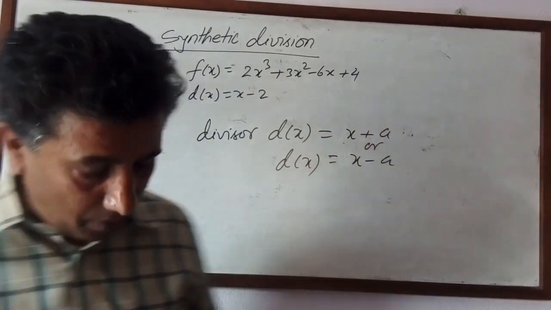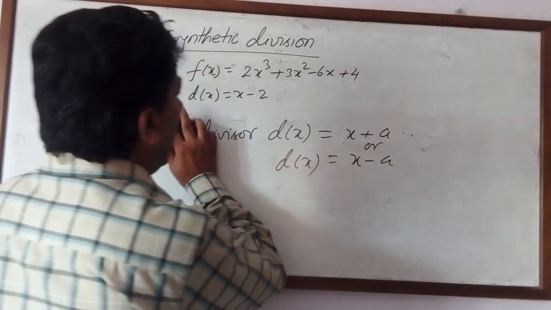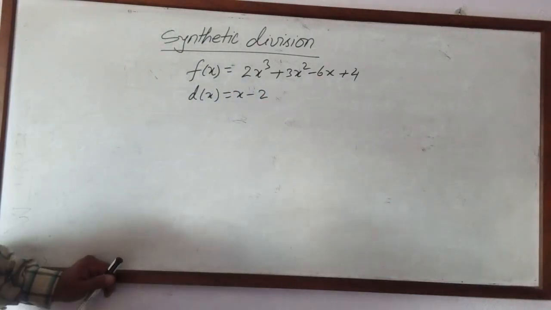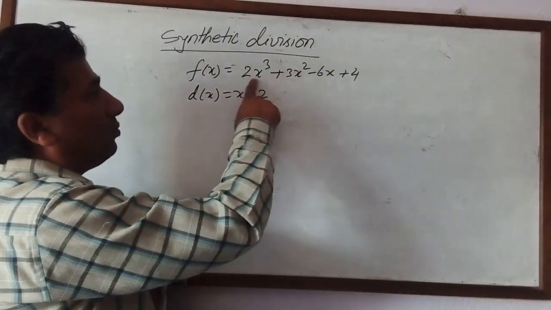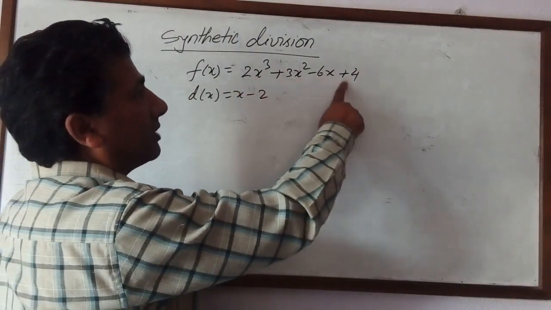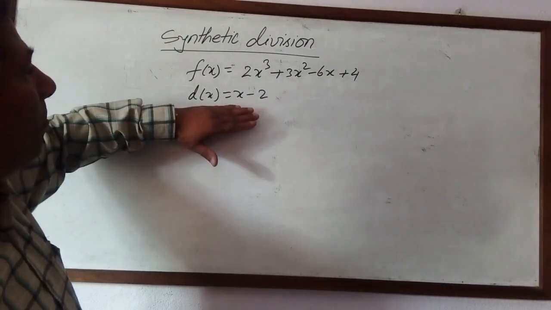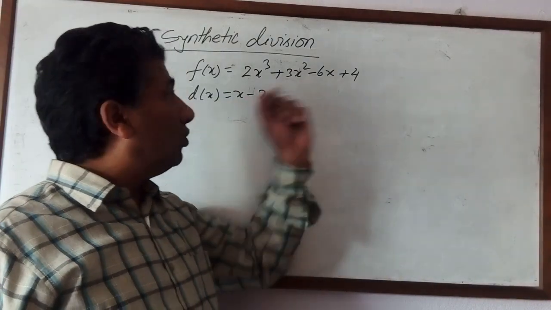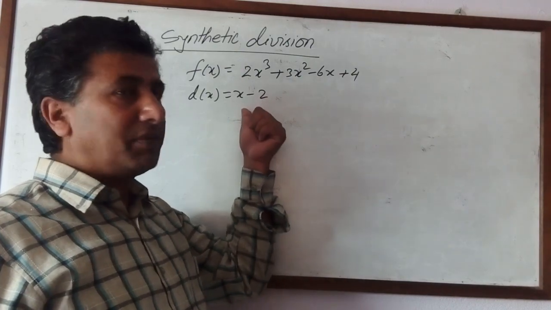Let's see here. I have taken a polynomial f(x) equals 2x cube plus 3x square minus 6x plus 4. This is the polynomial. Divide this polynomial by the divisor d(x) equals x minus 2. We have to divide this polynomial by the given divisor x minus 2.